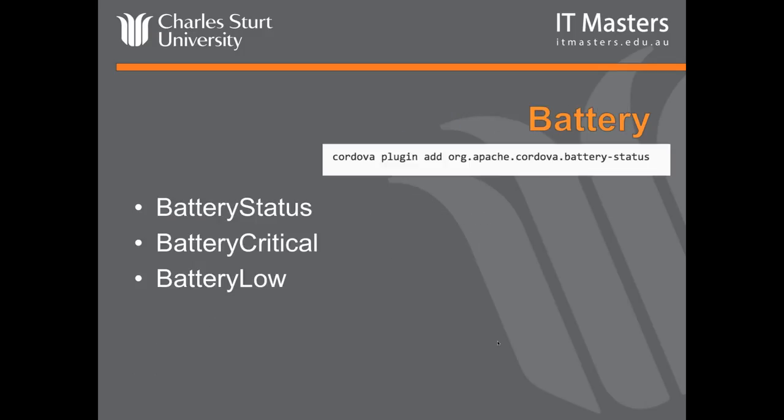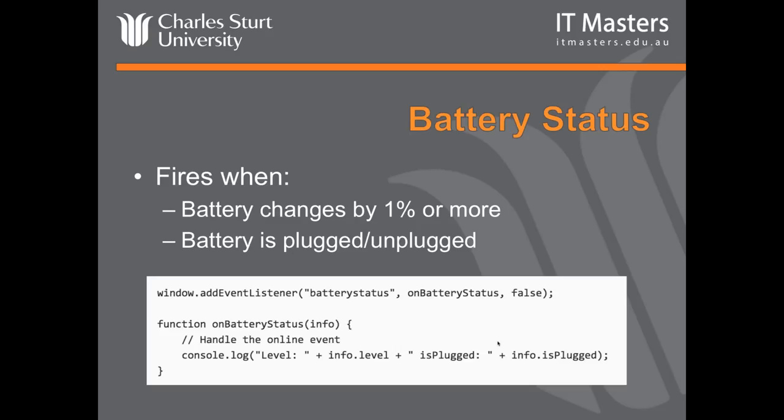So if we wanted to access the battery, we have to add that into our project, which is there. And then we have these three items here that we can listen to and see what's going on. So let's have a look at the first one. Battery status. This one fires if the battery changes by 1% or more, or if it's plugged or unplugged. So this one might be of use if you have a program which is using the battery a lot.